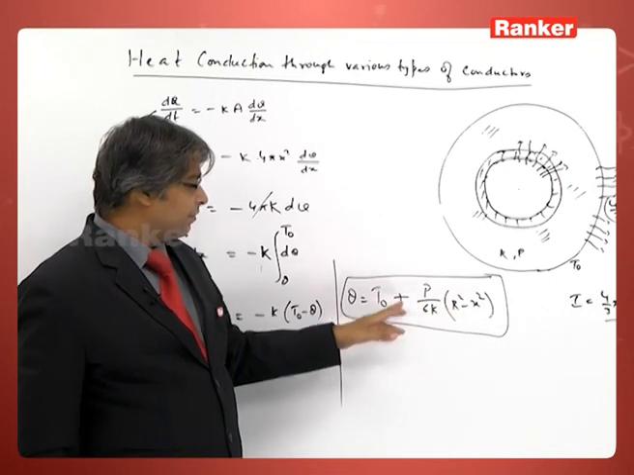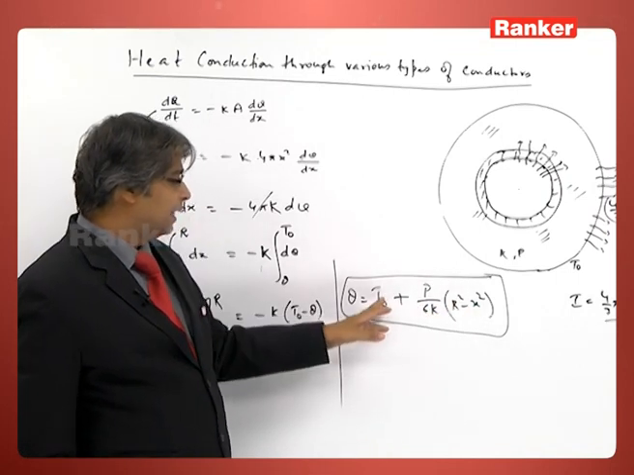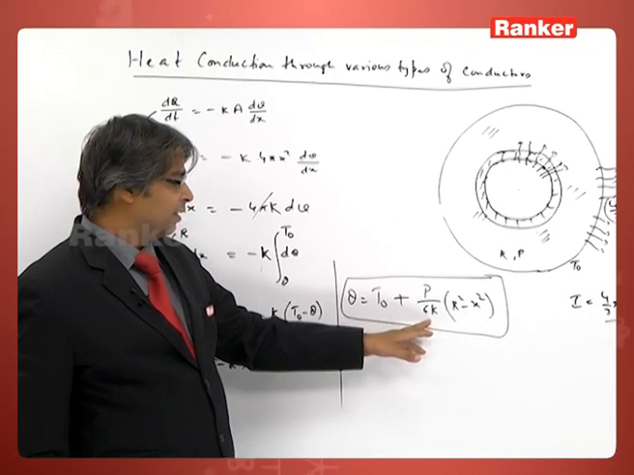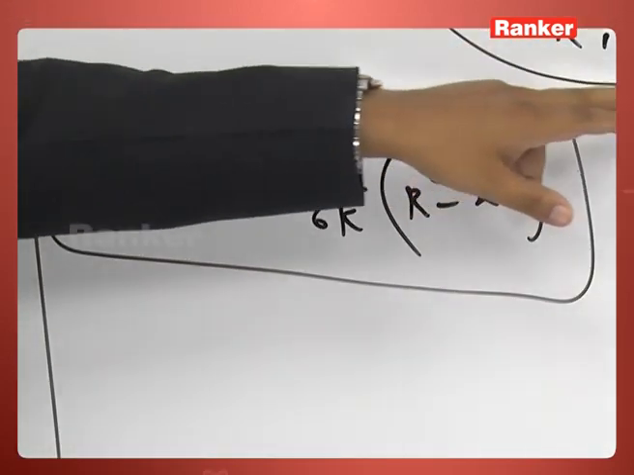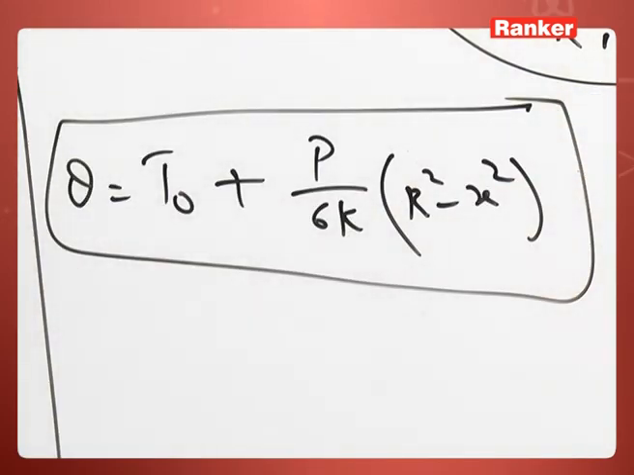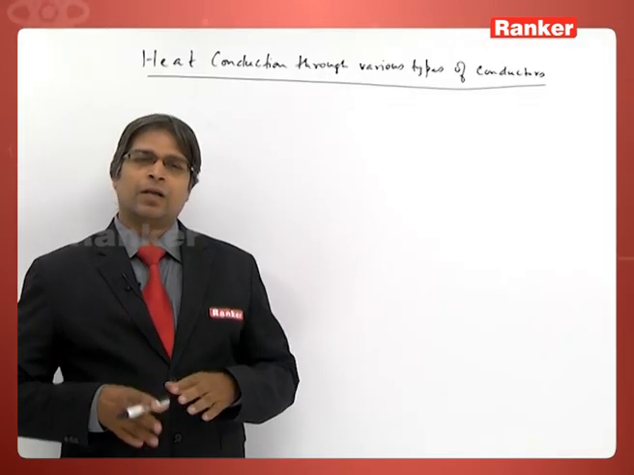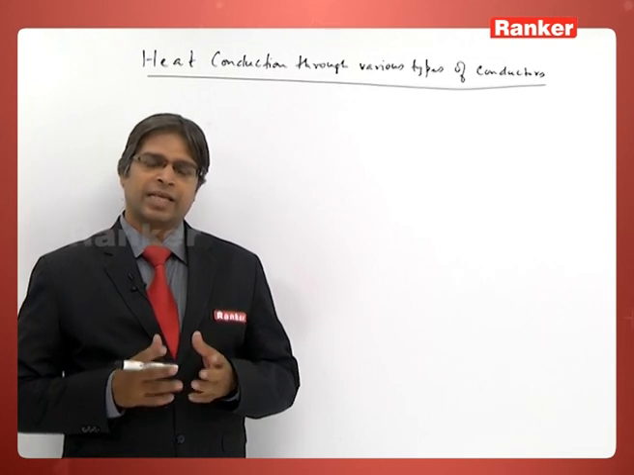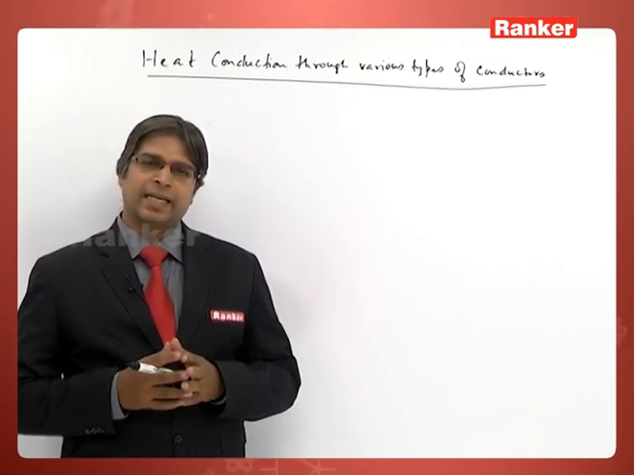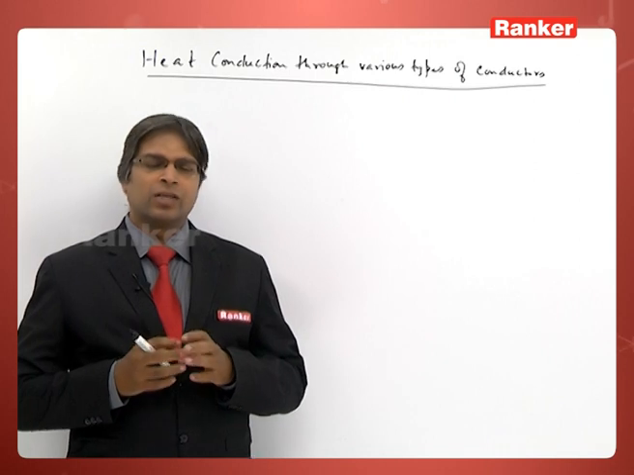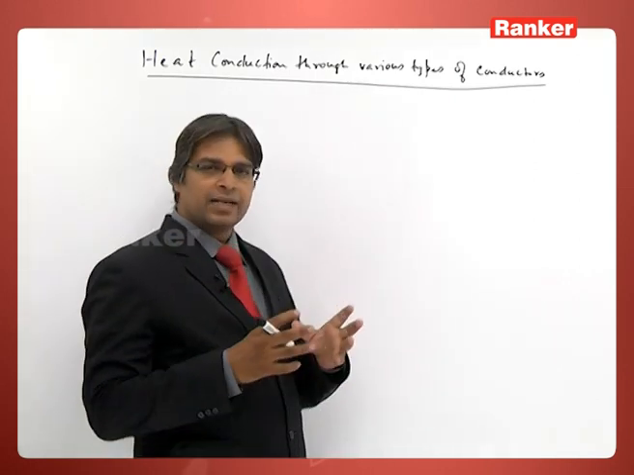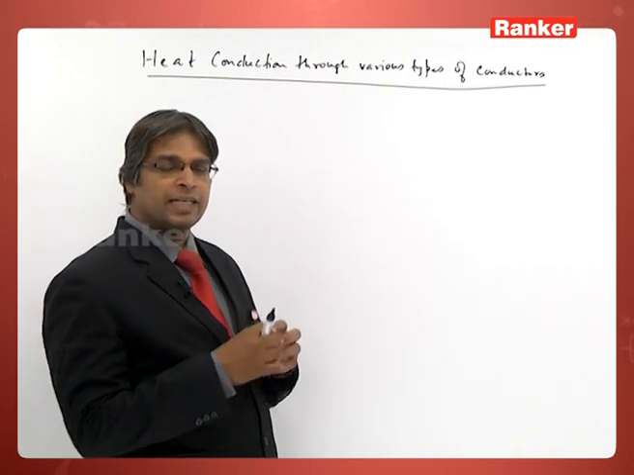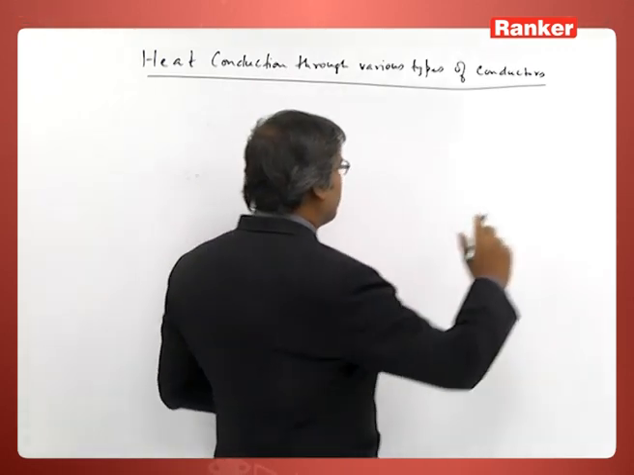The highest temperature will be when x will be 0, that is T naught plus p by 6 k, and as you go on the temperature will decrease and the least temperature will be on the surface, that is T naught. Take one more example of cylindrical shell. We have a cylinder in which there is a constant heat production throughout the material. So, if we have a wire in which current is flowing, then heat is produced throughout the wire.